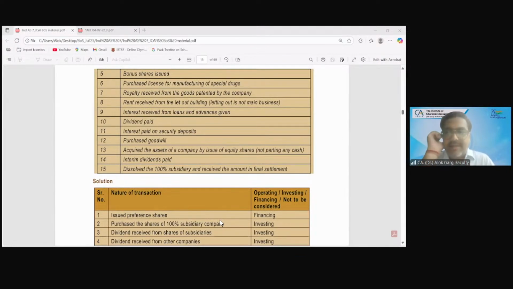Dividend paid is a financing activity. It doesn't matter whether it is an interim dividend, final dividend or special dividend, it is a financing activity. Dissolved a 100% subsidiary and received the amount in final settlement. It's an investing activity, right?